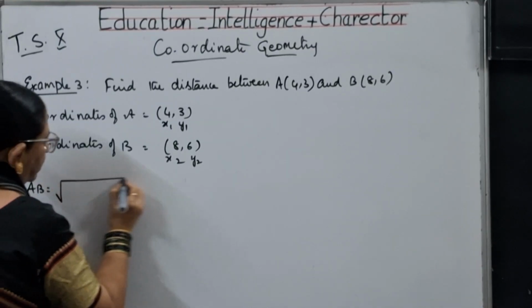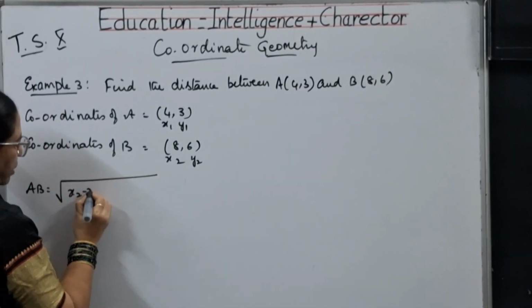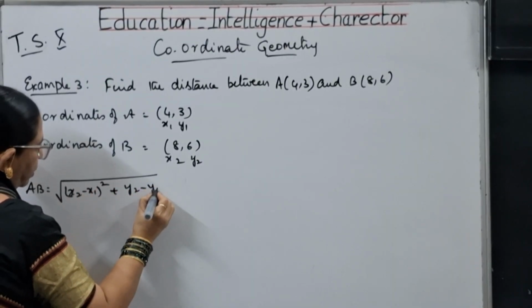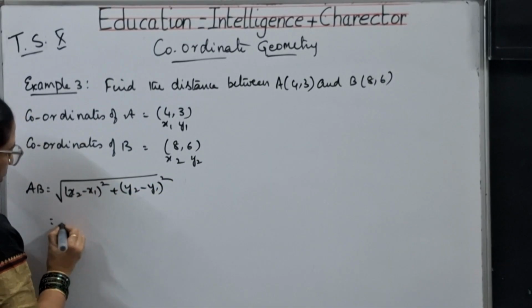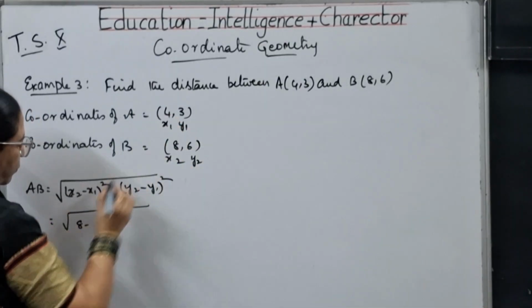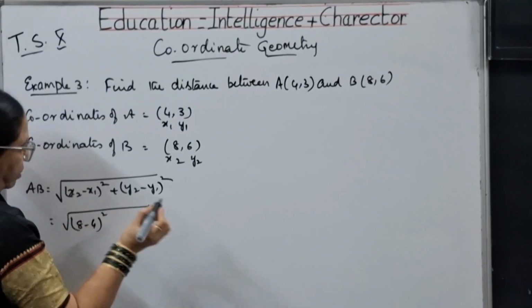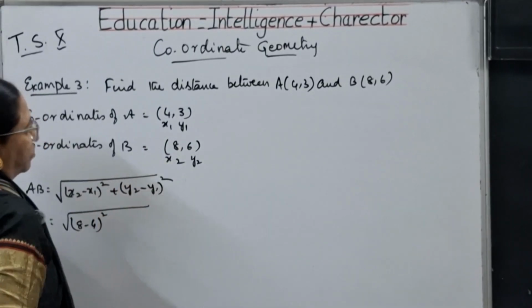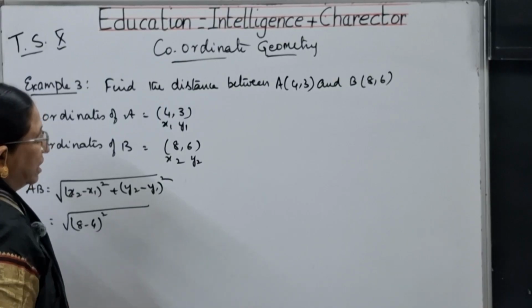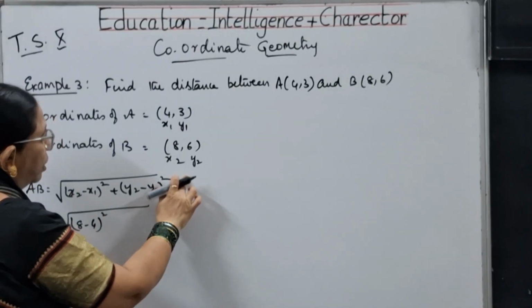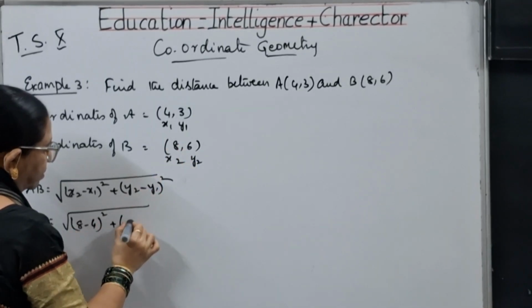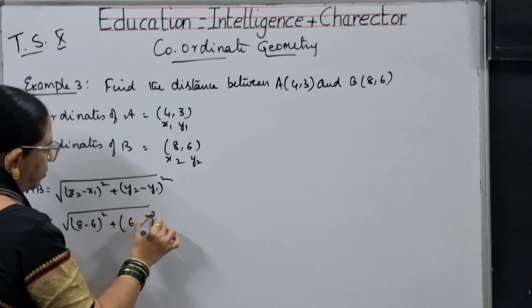The formula, let us write, root of (x2 minus x1) whole square plus (y2 minus y1) whole square. So that is equal to root of (x2, 8, minus x1, 4) whole square. See, children, when you write this, it is very easy for you to take the values. Otherwise, again and again thinking, sometimes you may go wrong. So always I prefer you to do it like this. Plus (y2, 6, minus y1, 3) whole square.